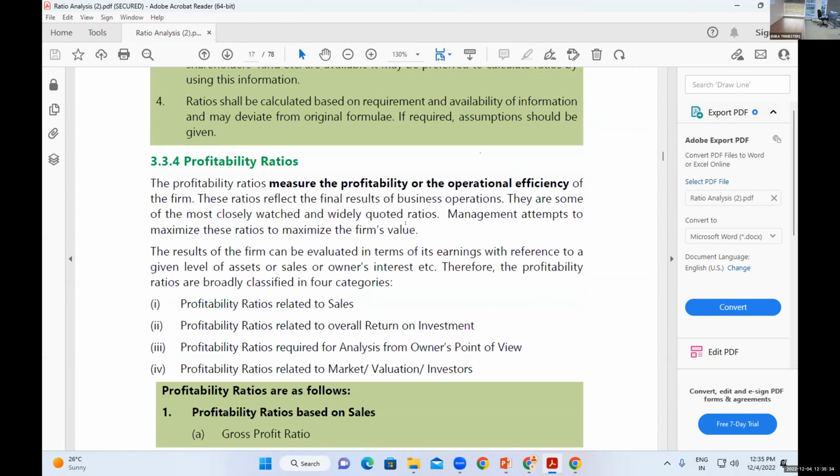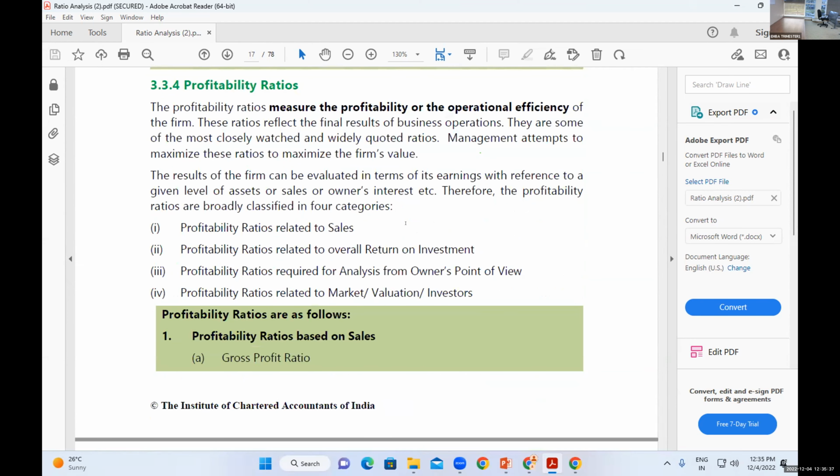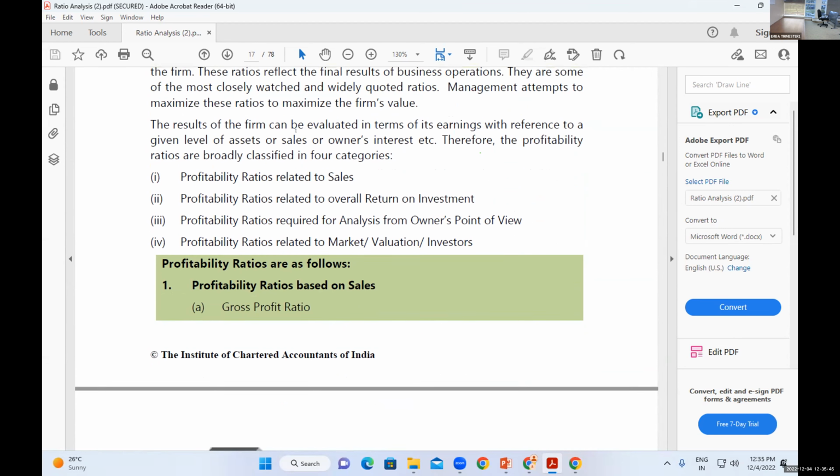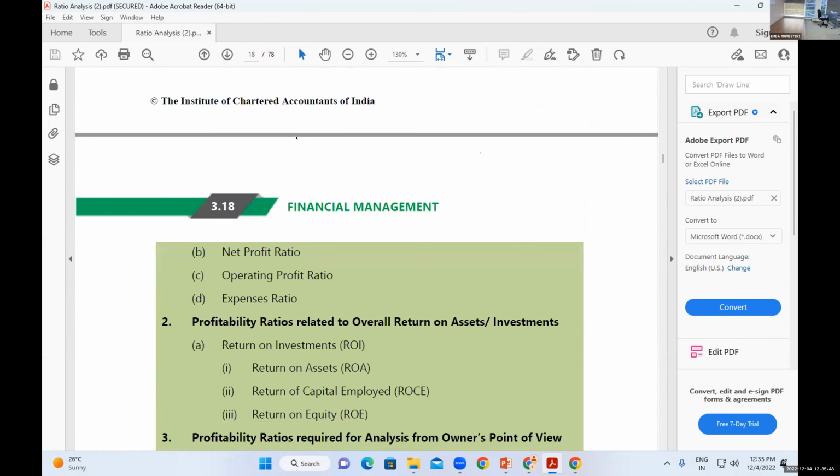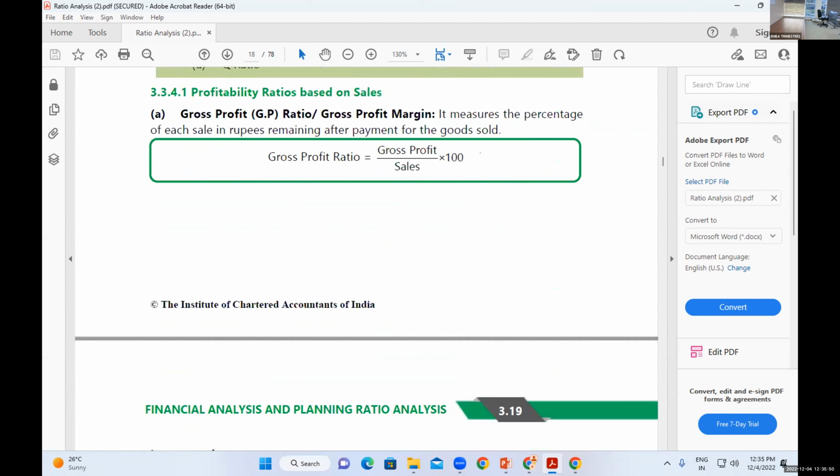Last one, profitability ratios, a group of ratios. The first ratio under the group is the gross profit ratio. The formula is gross profit divided by sales into 100. These profitability ratios are expressed in terms of percentage, so all the formulas will be multiplied by 100: gross profit divided by net sales into 100. Higher the gross profit ratio, better the efficiency of the business. Higher the profitability. Next.